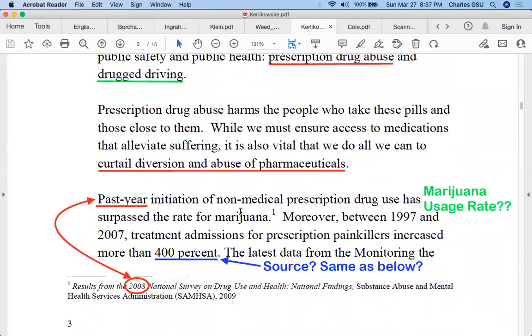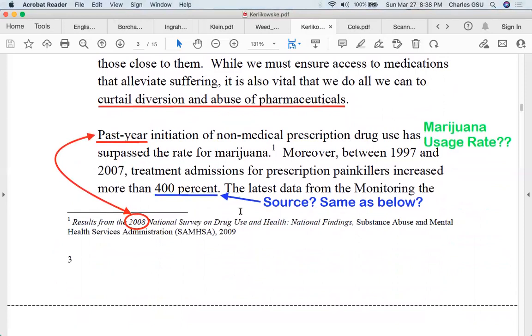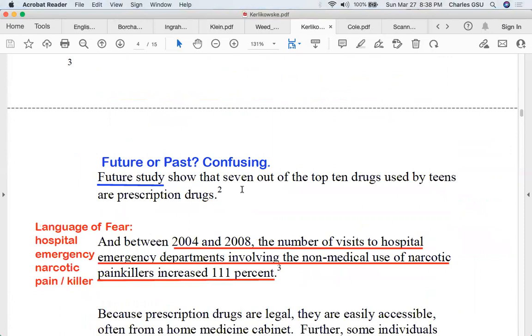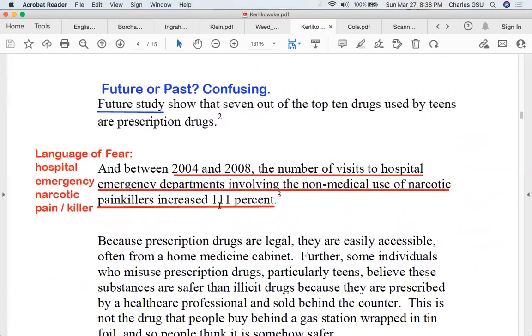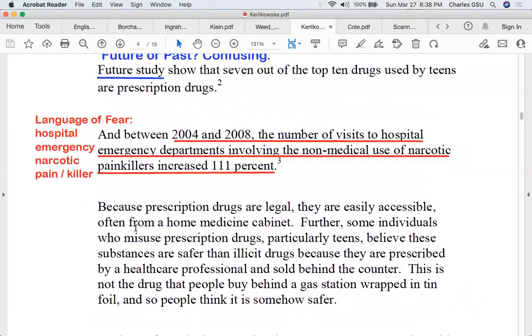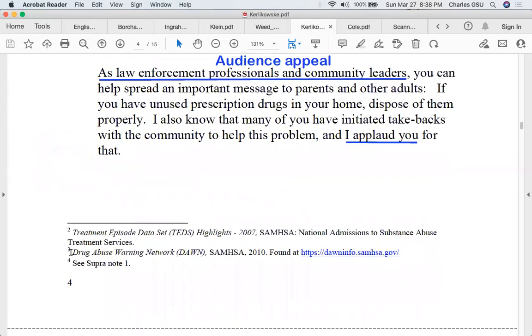So he doesn't really have a lot of facts, or the facts that he does give in here are a bit troubling, right? Like here when he says 2004 to 2008, the number of visits to hospital emergency departments involving non-medical use of narcotic painkillers increased 111%. And he has this footnote of where he gets that information. And that comes from here, right? The Drug Abuse Warning Network.